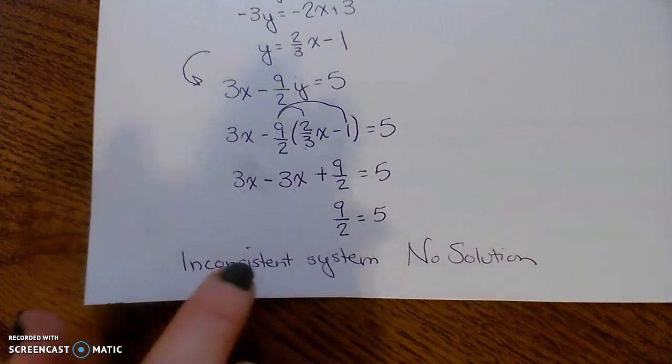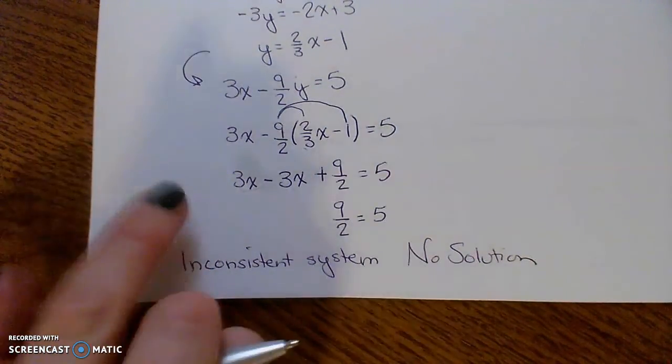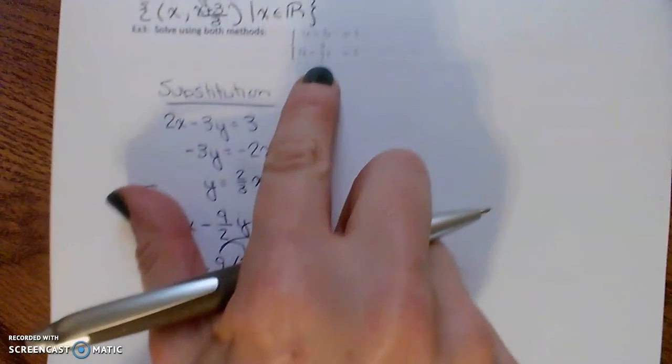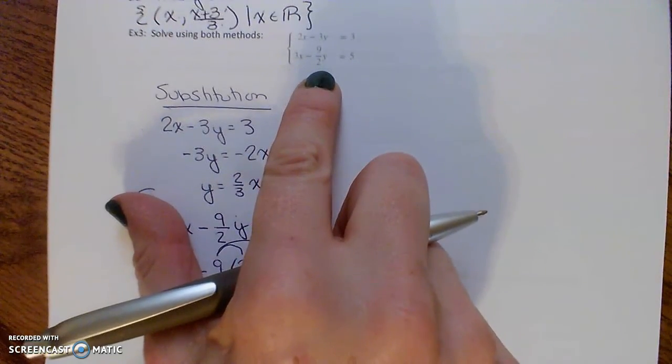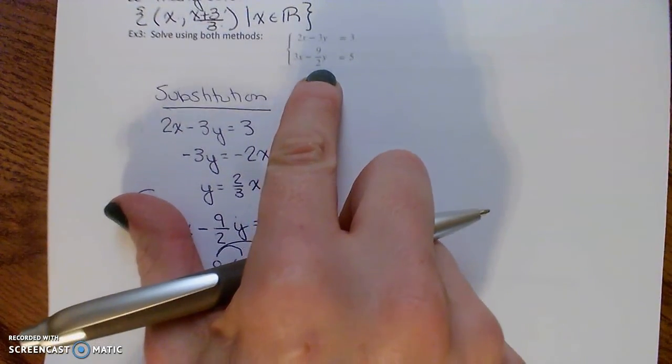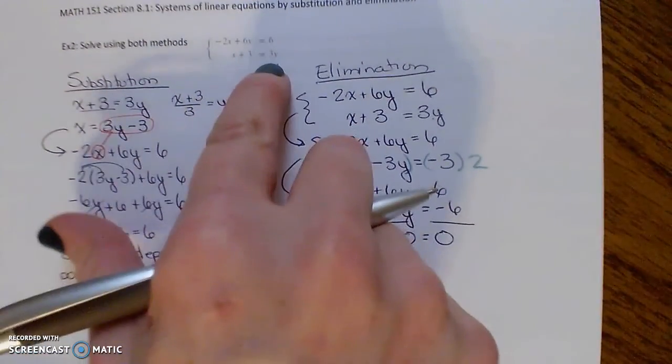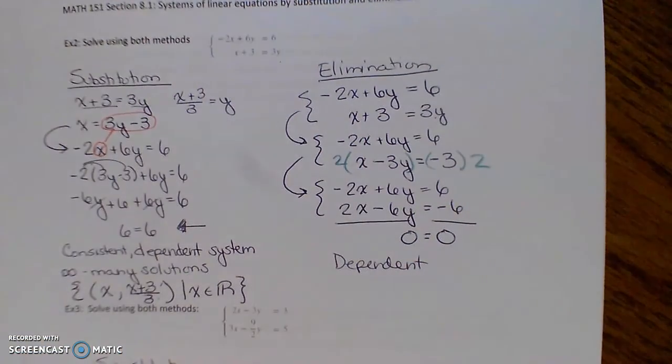So this is what these look like. If you were to graph these two lines, you'd see that they are two parallel lines that never intersect. If you graph these two lines from the dependent system, you'll see two lines that actually happen to be the same line. They intersect everywhere.